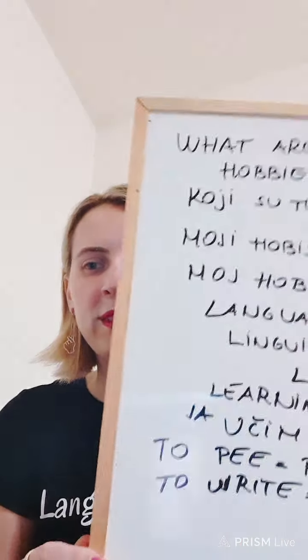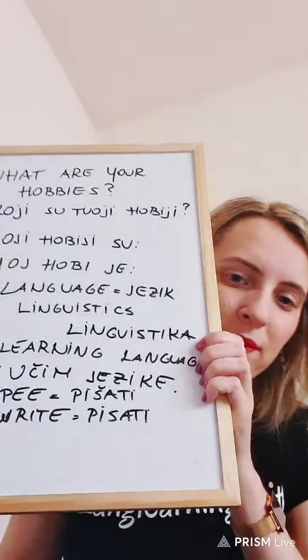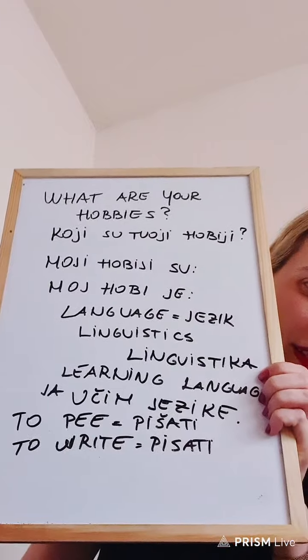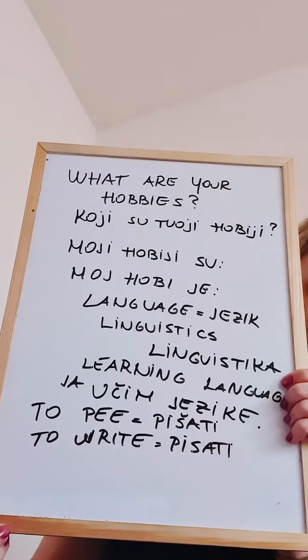So to pee is pišati and to write is pisati. So it is like this in Croatian. So to pee is pišati and to write is pisati.